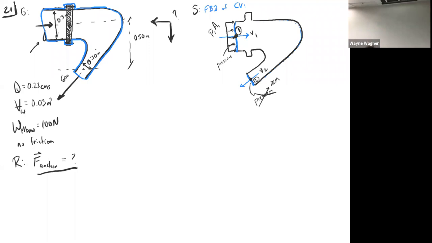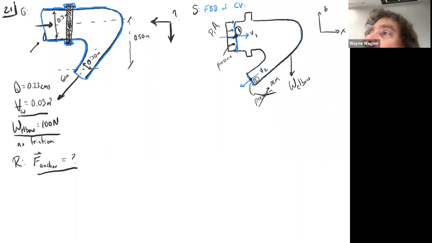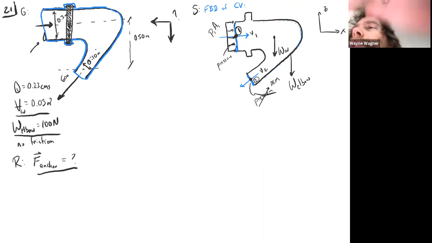What other forces might we have? Well, here's our coordinate system. We're going to go X and Z. Because I included the weight in my control volume, I've got the weight of the elbow. Now, I don't really know where to put the weight of the elbow, but let's go ahead and put it right there, because as long as it's on my diagram, I'm happy. They gave me the volume of the water. That's because there is a weight of the water. So the weight of the water. Those are my body forces.